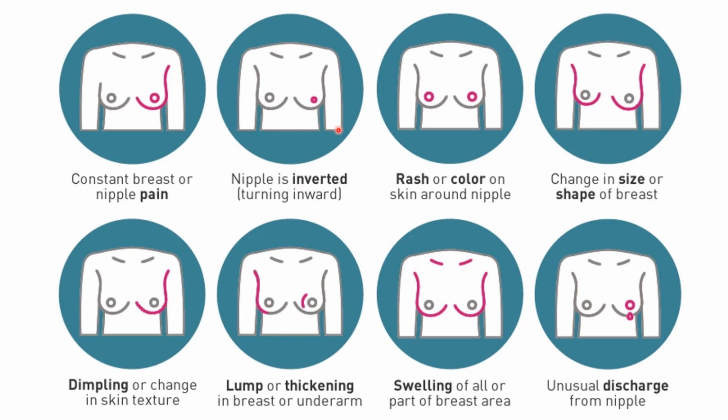In this slide, we are seeing many symptoms and signs of breast cancer. For example, constant breast or nipple pain, a nipple that is inverted or turning inward, rash or color change on the skin around the nipple, change in size or shape of the breast, dimpling or change in skin texture, lump or thickening in the breast or underarm, swelling of all or part of a breast area, and unusual discharge from the nipple.